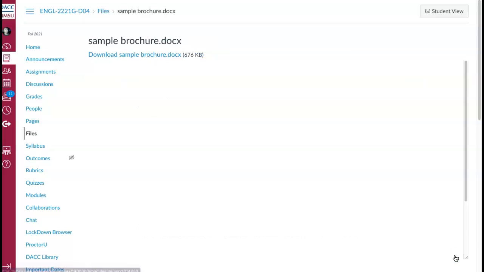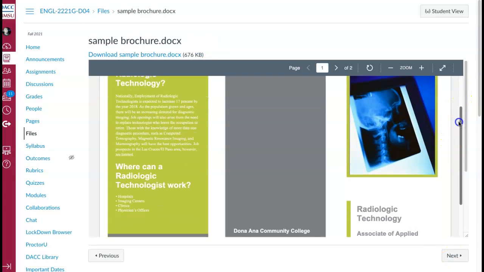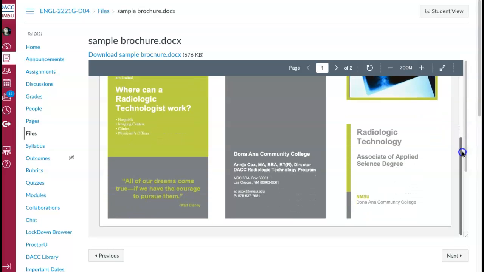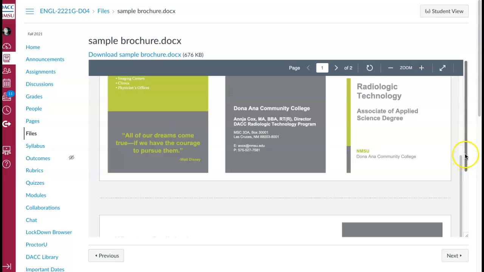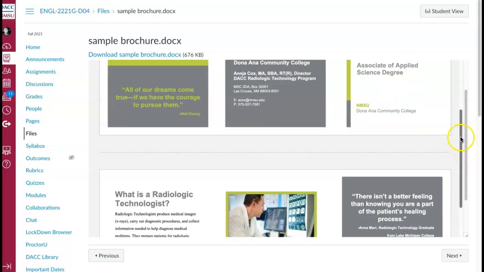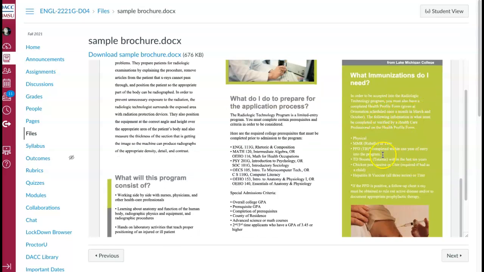And then we have another handout which provides a sample brochure. As you can see, this one is about a major, but it was created by a student, and you can get the gist of how they incorporated visuals. They also provided headers and then the content. You can also see how they're using color.